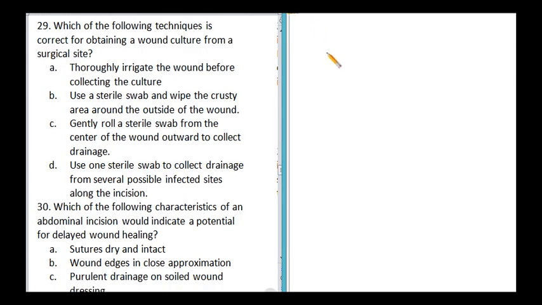Number 29. Which of the following techniques is correct for obtaining a wound culture from a surgical site? Answer, letter C, because you need to swab from the center going out. Letter A is wrong because you do not irrigate. This is contraindicated because it washes away the microorganisms if you irrigate the wound.